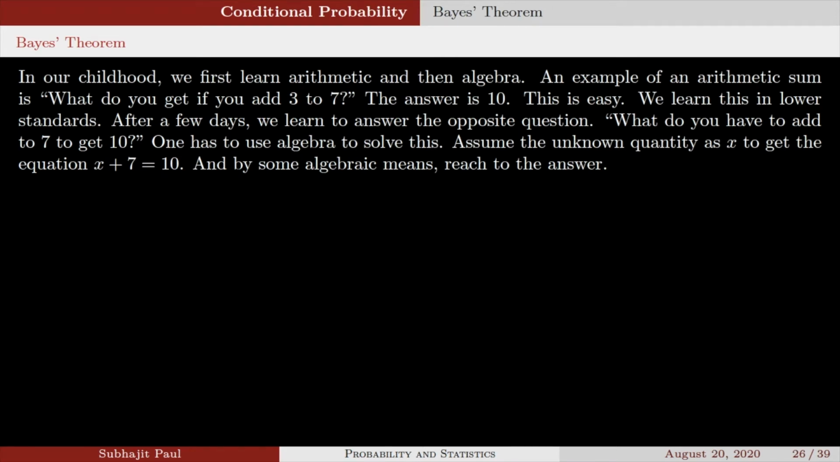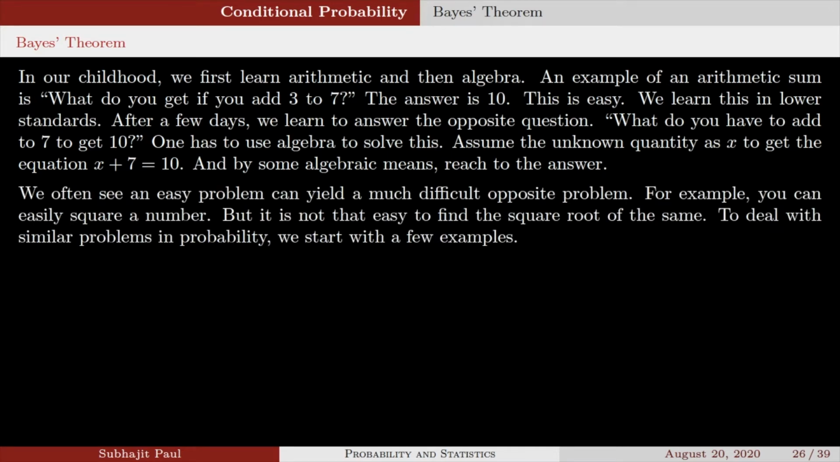An example of an arithmetic sum is what you get if you add 3 to 7. The answer is 10. This is easy. We learn this in lower standards. After a few days, we learn to answer the opposite question. What do you have to add to 7 to get 10? One has to use algebra to solve this. Assume the unknown quantity as x to get the equation x plus 7 equals 10, and then by some algebraic means reach the answer.